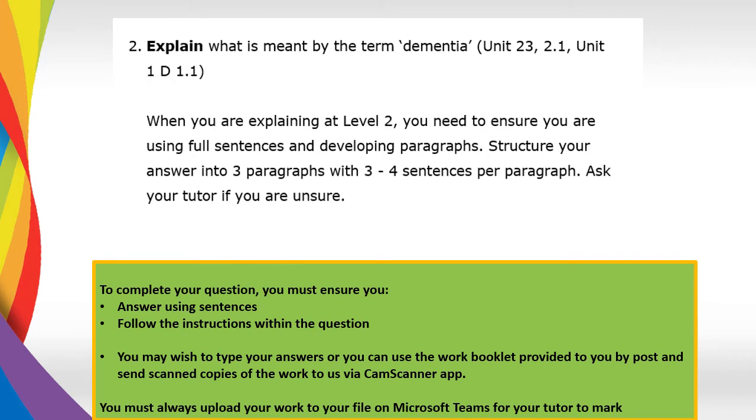For question 2, I would like you to explain what is meant by the term dementia. Remember that when you are explaining at level 2, you need to make sure that you are using full sentences into paragraphs. So what we're looking at here is for you to answer your question with around 3 paragraphs that have got about 3 to 4 sentences in. When you're explaining, you might wish to use conjunctions or joining words such as but, however, because. Please pause this video whilst you answer that question.